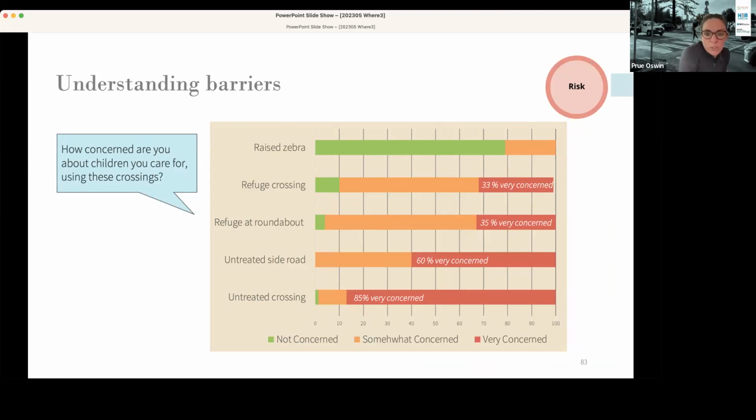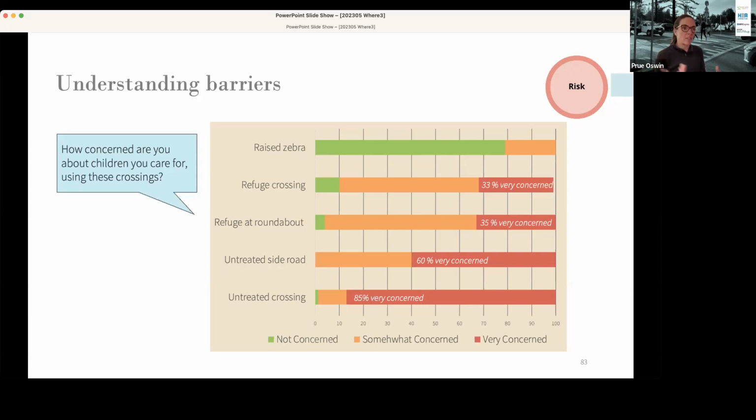Not concerned, somewhat concerned, and very concerned. So if we look at an untreated crossing, we've got 85% of parents very concerned, and most of the rest of the parents are somewhat concerned. If we look at an untreated side road, which we've talked about a bit today, we've got 60% very concerned and the remainder somewhat concerned.